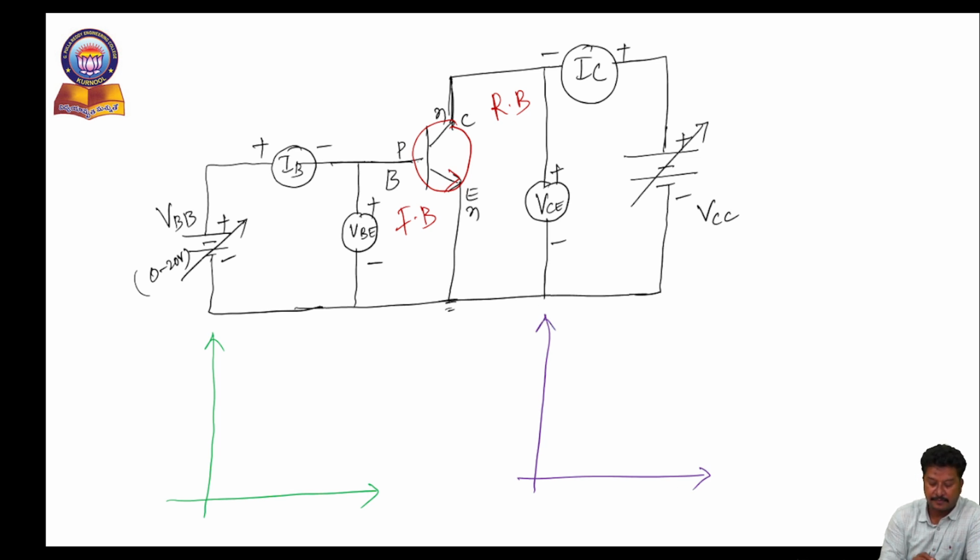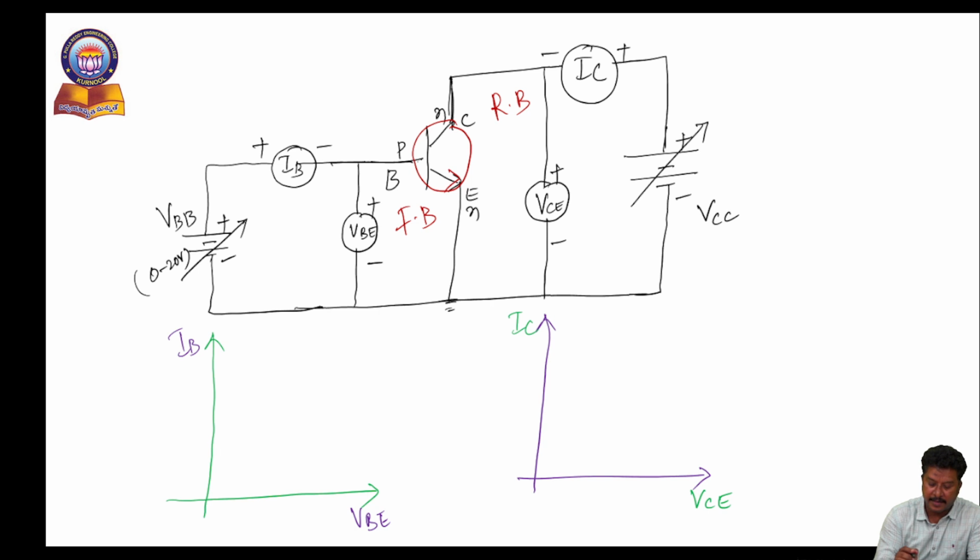If we carefully observe the input characteristics, we observe them between the input current and input voltage. Input current is IB, input voltage is VBE, and the output current is IC, output voltage is VCE. First, we will concentrate on the input characteristics of a transistor by applying the forward bias.